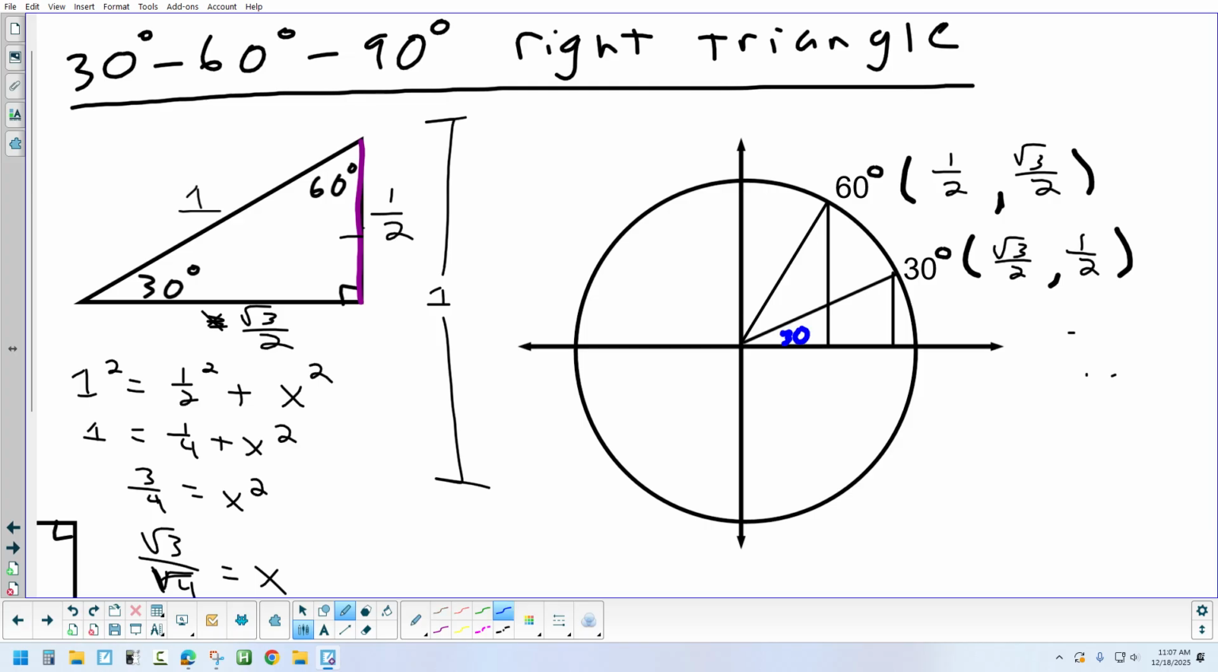If you forget which one goes where, think of your triangle. This is the 30. This is the short side. The short side in a 30, 60, 90 is always the 1/2 because it's the small number. The long side is always the root 3 over 2 because it's the big number. Then what would the coordinate of 0 be? A 0-degree angle? That would be 1, 0.